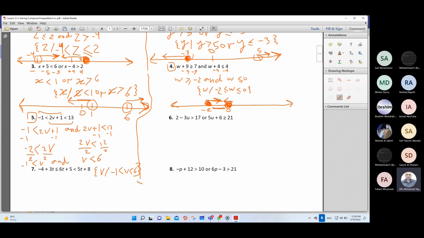Then we can graph. This is 0 here, this is -1 here, and this is 6 here. And we don't have equal in the sign, so use an open circle. The value of v here greater than -1 means to the positive side. And here, the value of v will be less than 6, to the negative side. So this is the intersecting solution.